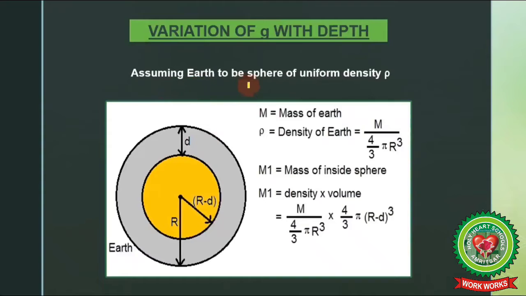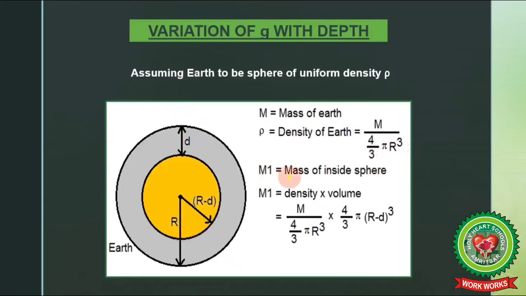Assuming Earth to be a sphere of uniform density ρ, M is the mass of Earth and ρ is equal to density of Earth, and we know that the formula for density is mass divided by volume of the Earth, and volume of Earth is equal to 4/3 πR³, as we assumed that Earth is a sphere. So we can use the formula for the volume of a sphere, that is 4/3 πR³.